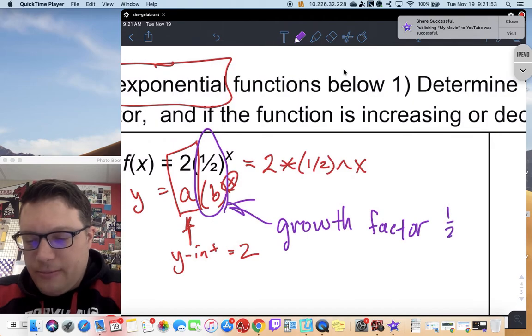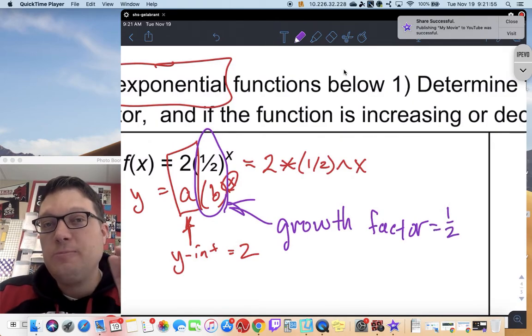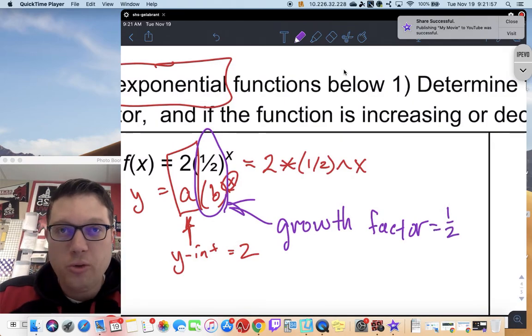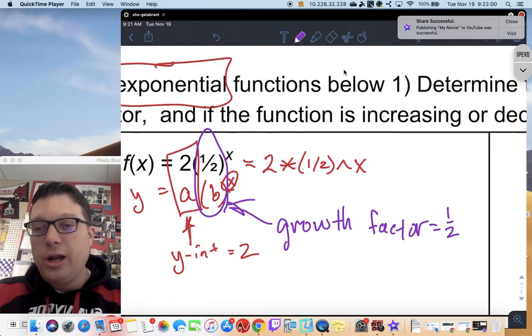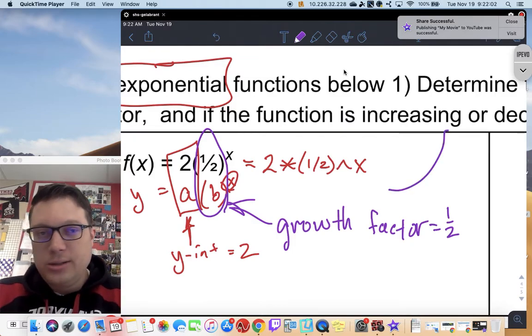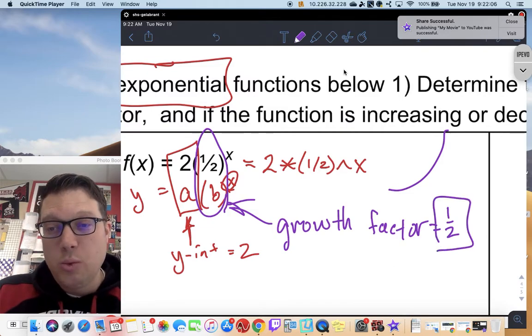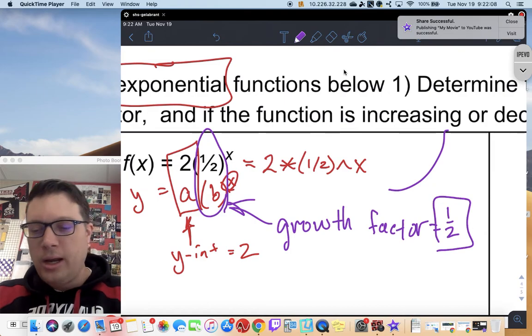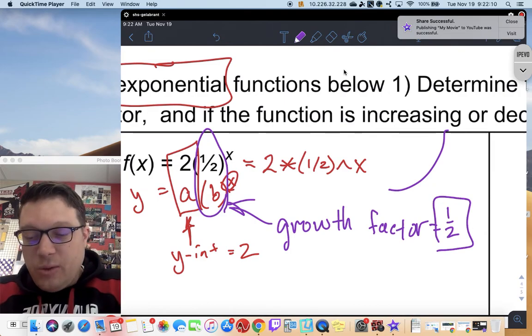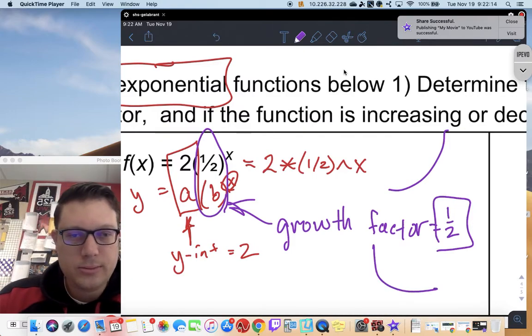So 1/2. Now, if that number is bigger than 1, like 2, 3, 4, 5, then you're going to have a function that looks like this. That's an increasing everywhere function. When your growth factor is less than 1, like between 0 and 1, since 1/2 is, you actually get one that looks like this.